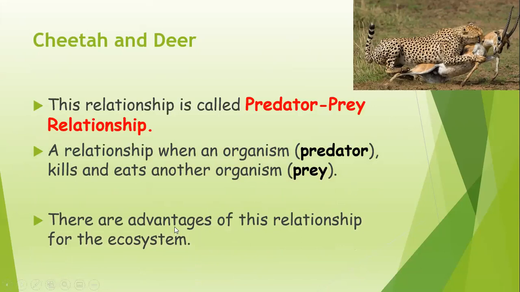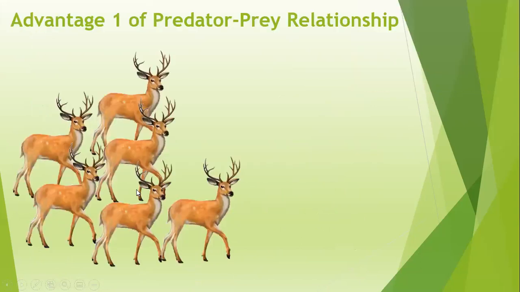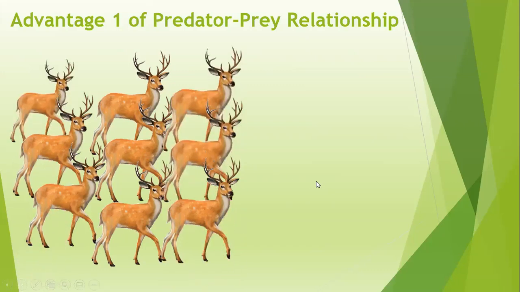We have some advantages of this relationship for our ecosystem, and I want to discuss those advantages with you. Let's go to advantage number 1. We have some deer population here. We have around 6 deer here. Let's say that these deer have very good resources: good food, water, and space to live. So what will happen to the population of these deer? They will start to increase and they will keep increasing, right?